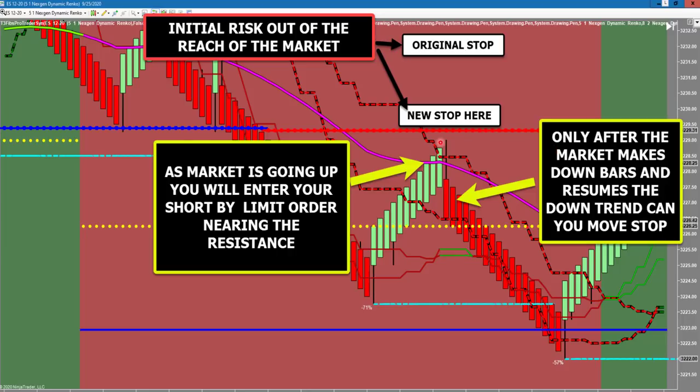Only after the market turns can you move your stop. If you do it too early, they're going to get you and then they're going to turn. So you are willing to risk this much money to start off with. Don't touch anything until the market actually does what it's supposed to do.